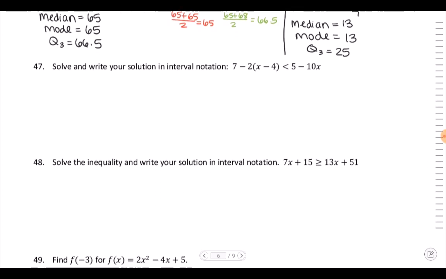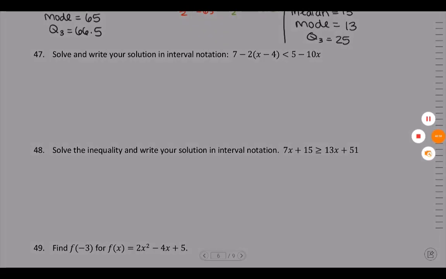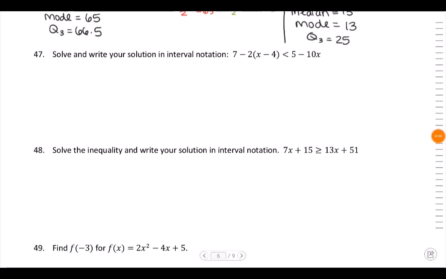Next, let's see. How long is this? Okay. Solve and write your solution in interval notation. Okay, so we have, again, you see this 7 minus 2 here in front of the parentheses. Don't be tricked. Do not subtract that. You need to distribute, multiply before you add and subtract.